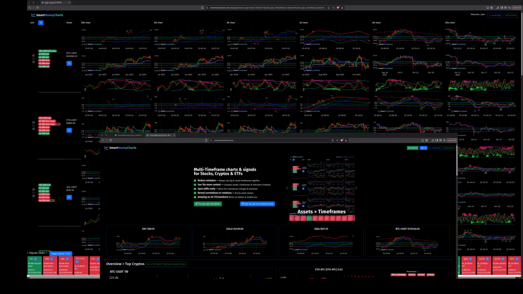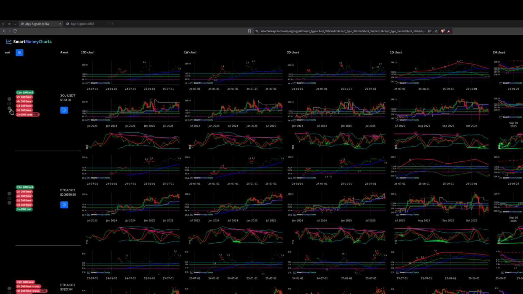Other reason Smart Money Charts was made the way it was made was because it's great to use TradingView, but it's hard to look at other assets and still remember what's going on with the initial assets, and that would be called correlation. It's very hard to do cross-asset correlation with just TradingView, but with Smart Money Charts, it's actually very easy, and I'll show you how we can do that.